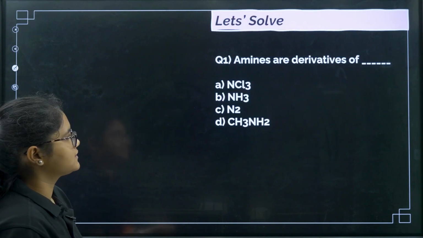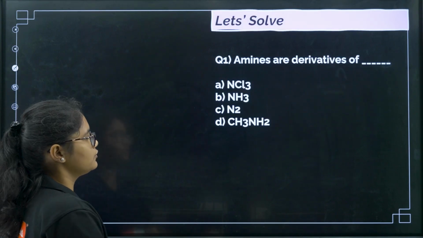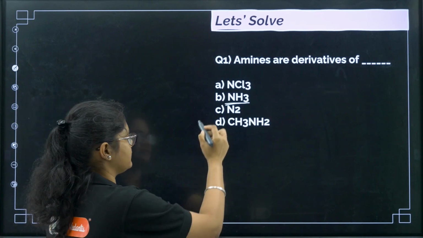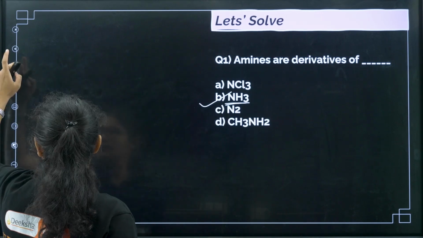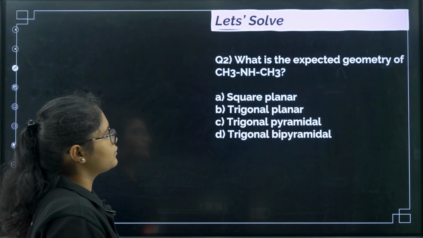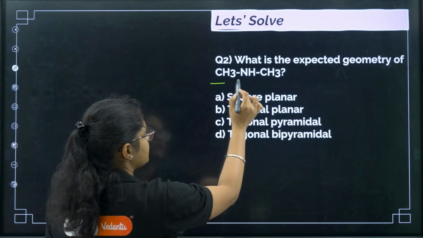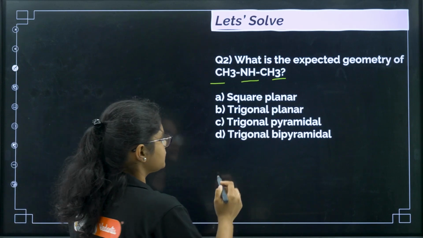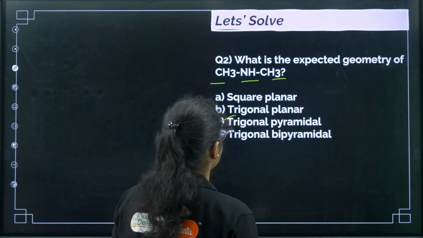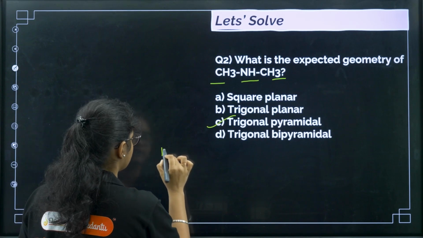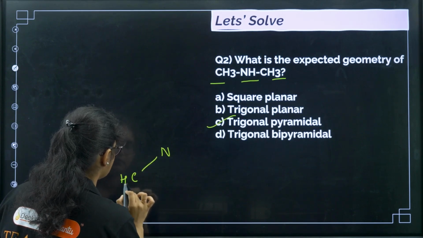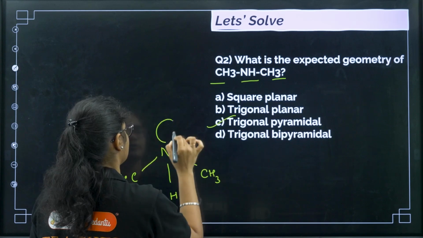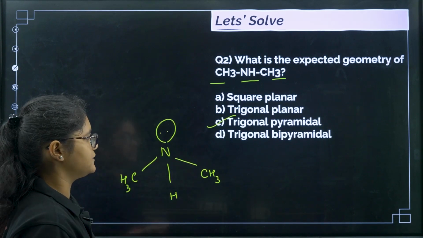Okay. Next, amines are derivatives of. If you replace the hydrogens of ammonia, we get amines. So they are the derivatives of ammonia, right? Very easy question. Next, what is the expected geometry of CH3NHCH3? Ammonia geometry is pyramidal, so it will be trigonal pyramidal. The structure will be like this, N, CH3 and H, and then you have CH3, and here you have one lone pair, a pyramidal structure.